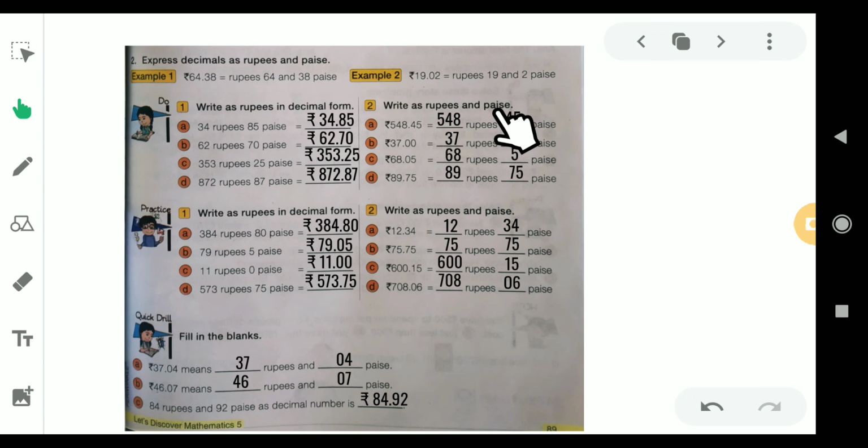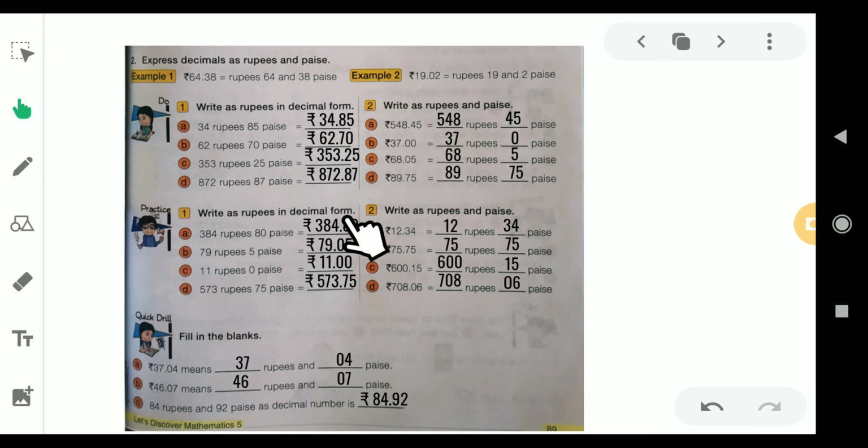Let's move on to the second one. Write as rupees and paise, just the reverse of this. 548.45 can be written as, so this is the whole part, so this is rupees, so 548 rupees, and this is the decimal part, so that's why it is paise. Then 37 rupees, 0 paise, right? This is 68 rupees, 5 paise. Next, 89 rupees, 75 paise.